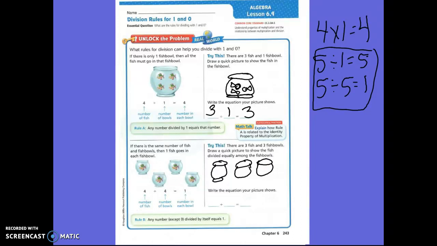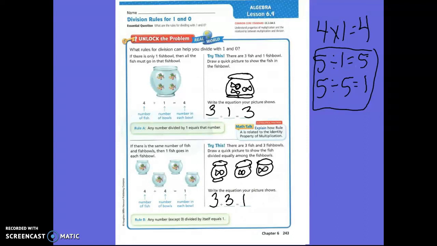And then we have 3 fish, so put fish into each fish bowl till they're all gone. Okay, now let's write the equation. How many fish do we have, guys? 3. How many bowls do we have? How many fish do we have in each bowl? 1. 1 fish in each bowl.